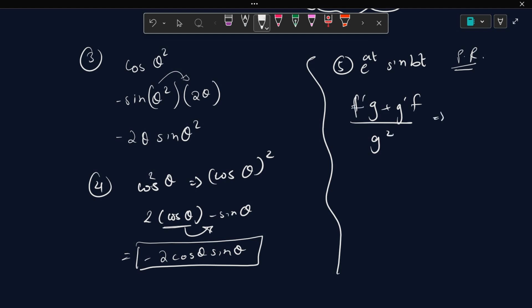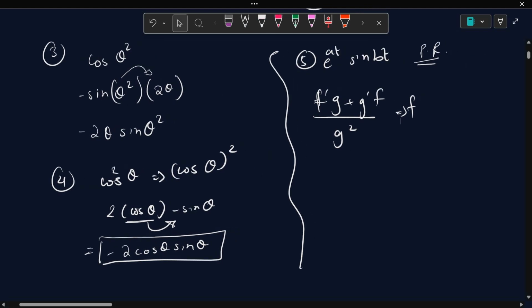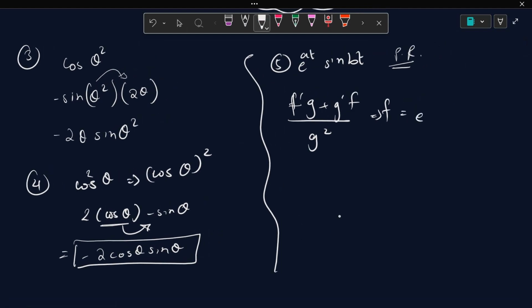Where our f is basically gonna be equal to the first function, that is e to the power of at, and our g is basically the second function. So then if we go ahead and take the derivative of f, what is the derivative of this one? Remember, if you have the derivative of e to the 2x, how do you take the derivative of this one? It is e to the 2x, and then the derivative of the inside function. So what's the derivative of 2x? That's simply going to be 2. So if you take the derivative of e to the 2x, that is gonna be this one.